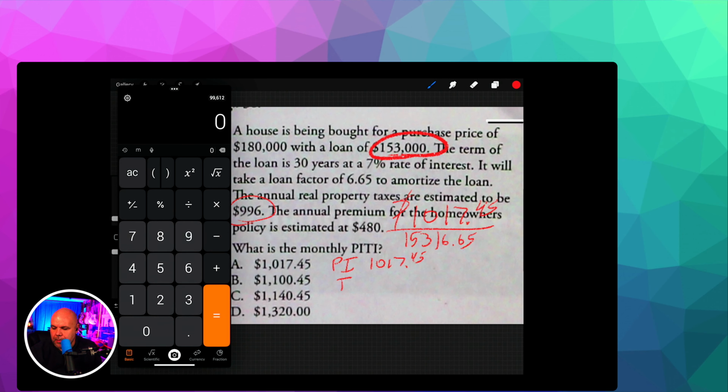Divide by 12. So the taxes per month, did you get $825 or did I do that wrong? $83. There it is. Tax portion is $83, and then the insurance annual premium is $480. Same thing. Divide by 12. $40. So PITI altogether is this. $1,140.